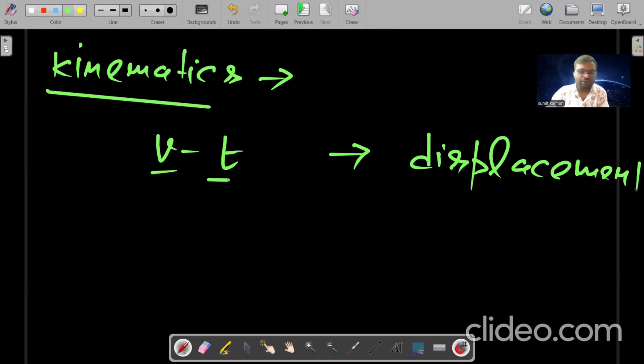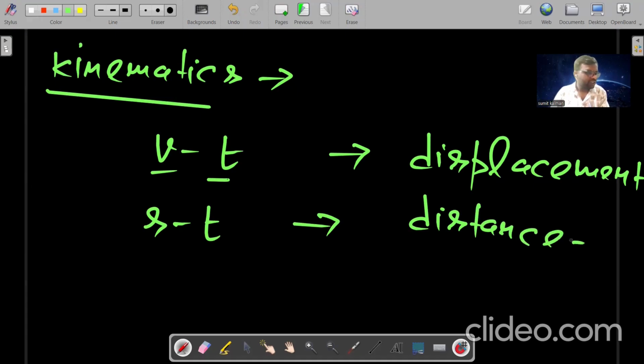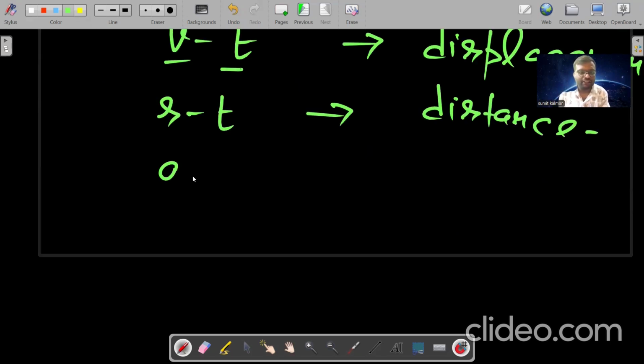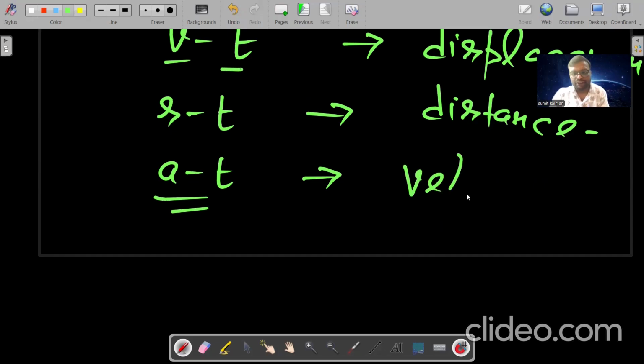And students, if we have a speed time graph, it will represent what? Distance. And students, the area under the acceleration time graph will give the velocity. You just have to take the product: acceleration into time is equal to velocity.